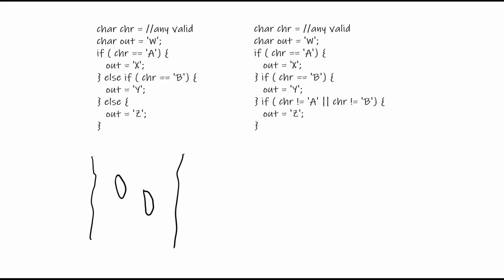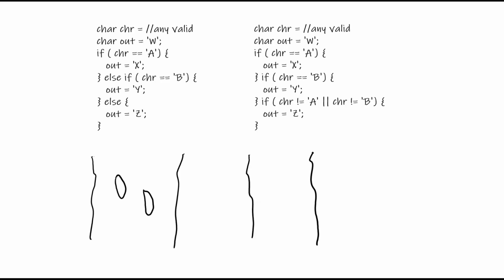Instead of a specific value, we've got to come up with useful values. And the useful values are A, B, and something else. And so if it's A, it will go down this path. If it's B, it'll go down this path. Anything else will go down this path. So mutually exclusive.